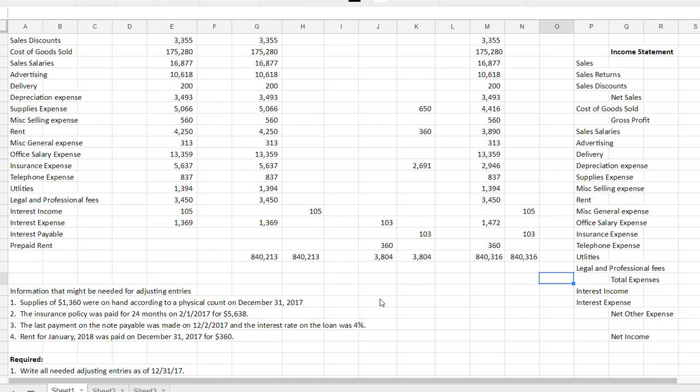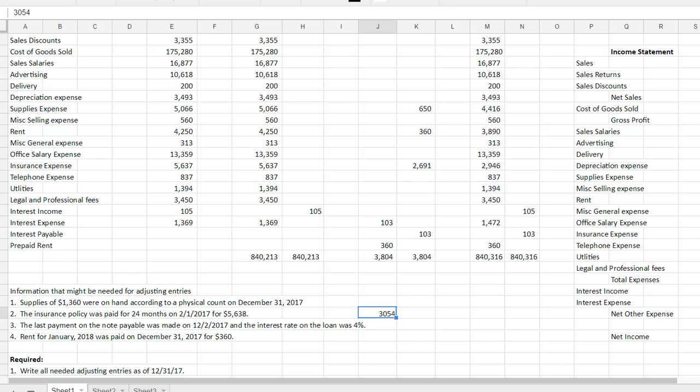I generally choose to figure out how much should be the prepaid. So at the end of December, a policy you bought on February 1 should have used 11 months and you should have 13 months left. So you take 5638, you divide it by 24, and you multiply it by 13, and round up to 3054 is what your asset should be.